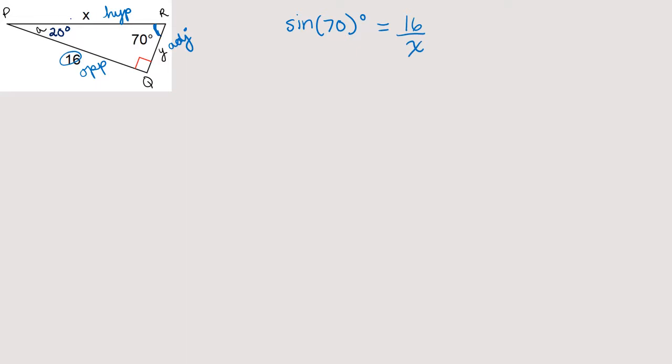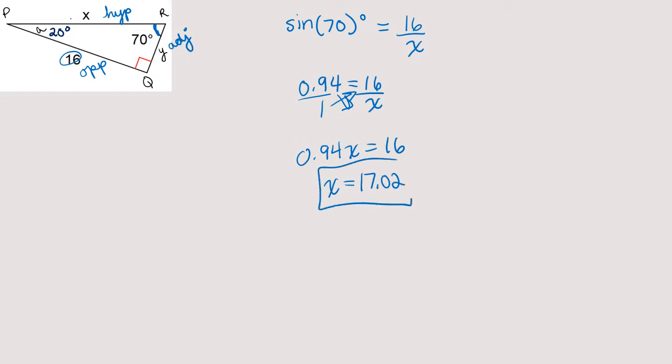And I can find the sine of 70 degrees in my calculator, which is 0.94. I can put it over 1 and then cross multiply. And then I can find x by dividing 16 by 0.94. Okay, so I found 2 out of the 3 things that are missing. I found angle A, or angle P. I found x. Now I need to find y.